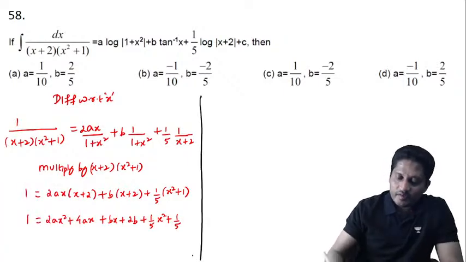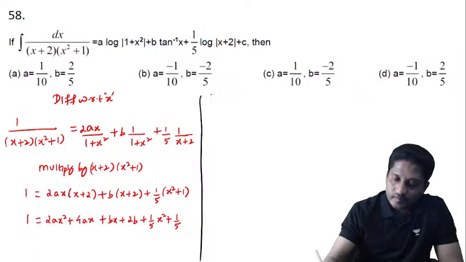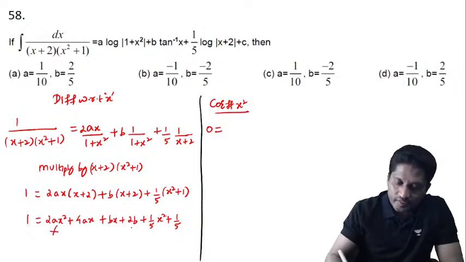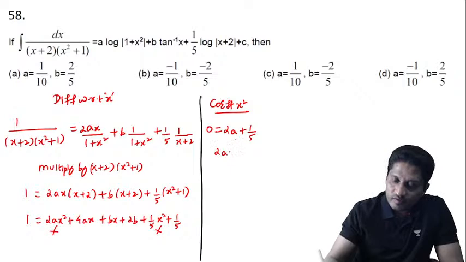Okay, now if I equate the coefficient of x square both the sides, left side it is 0. Coefficient of x square, you will get 2a plus 1 by 5. 2a is equal to minus 1 by 5. You will get a is equal to minus 1 by 10.